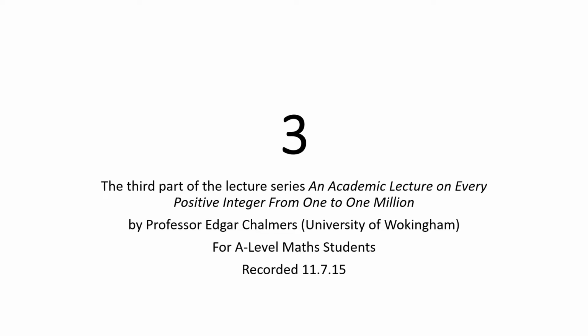This is the third part of the lecture series, an academic lecture on every positive integer from 1 to 1 million, intended for A-level maths students of any exam board. And during this lecture, we will be looking at the number 3. Please note that this lecture assumes you have already watched the lectures 1 and 2 from the same series.